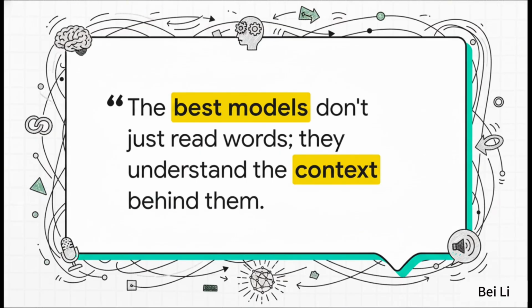The best models, they don't just read words, they understand the context behind them. It's that deeper understanding of nuance, of the relationships between words that truly gives language its meaning. And that, I believe, is the key to building smarter and more helpful AI in the future.